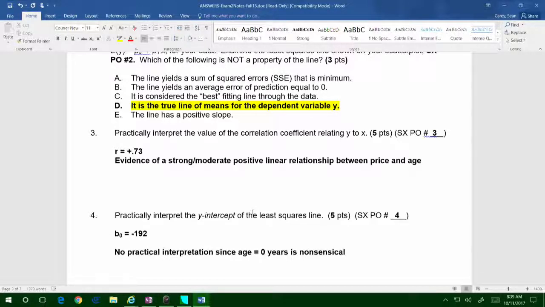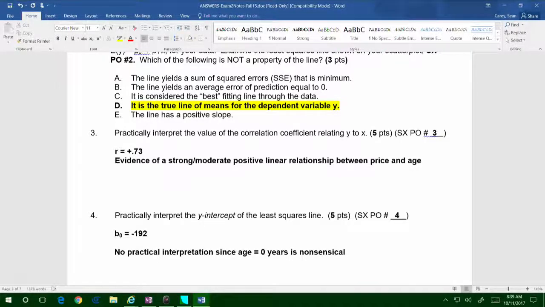Well, because it's correlation, you have to talk about linear relationships between the variables. You also have to look at the strength of the linear relationship. Is it close to 1 or not? And you also have to talk about what direction, positive or negative. So you can see this is positive, so evidence of positive, linear, and then I put strong / moderate because it's kind of in between strong and moderate.